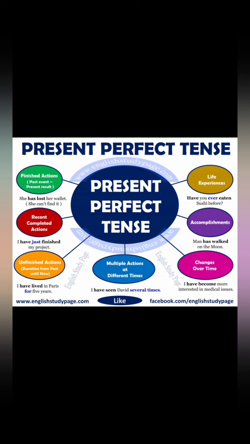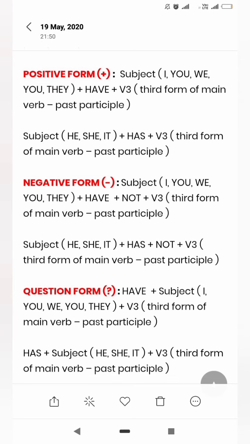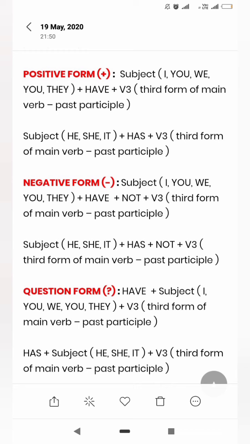Okay? If the subject is I, you, we, they, we have to write have plus V3. What is V3? The third form of the verb, past participle form of the verb. For example, go, went, gone. Gone is the third form of the verb. If it is write, wrote, written. Written is the third form of the verb. Now if it is do, did and done. Done is the third form of the verb.